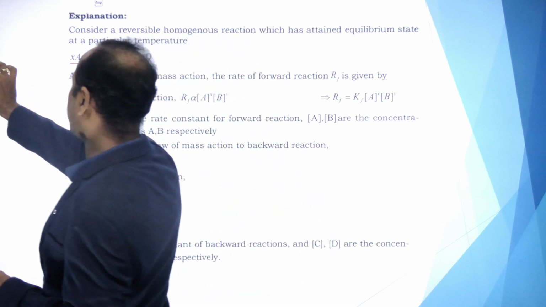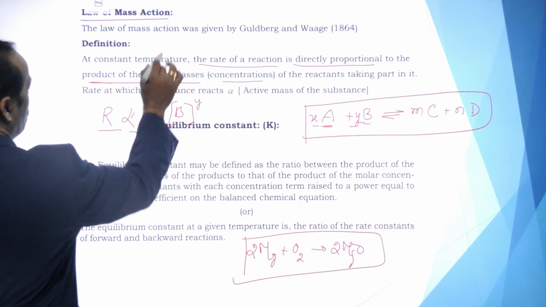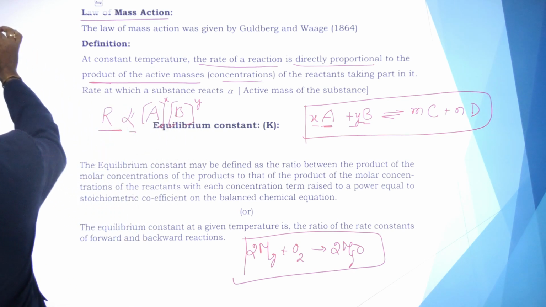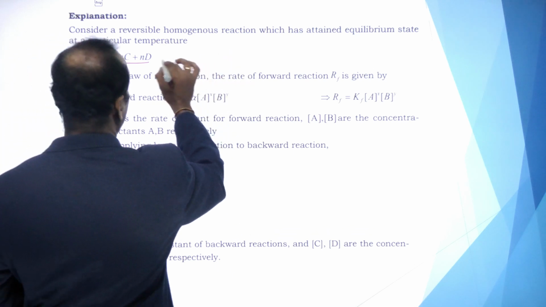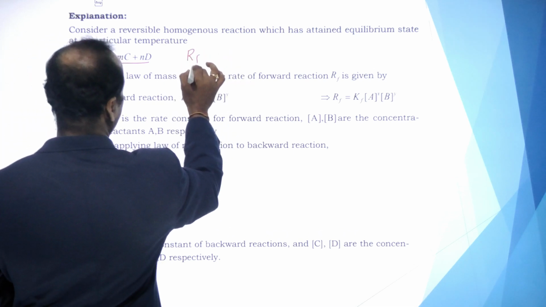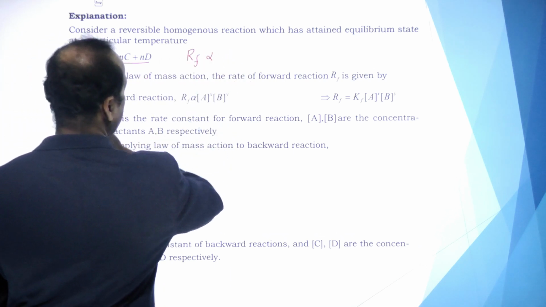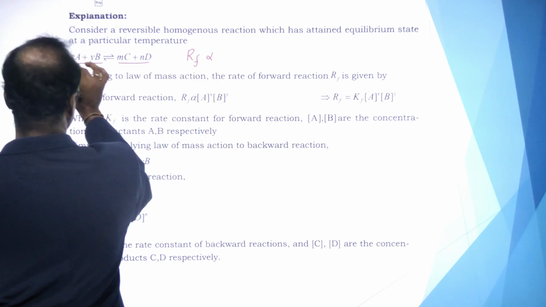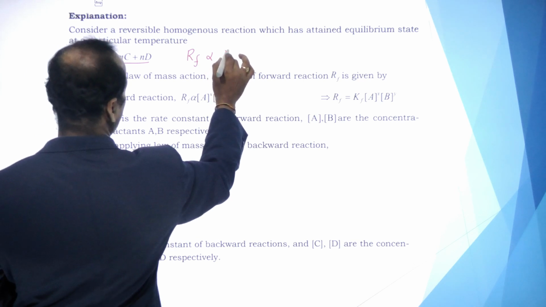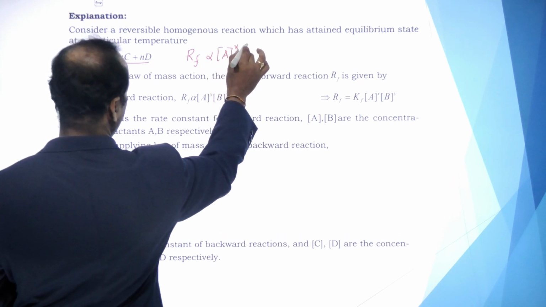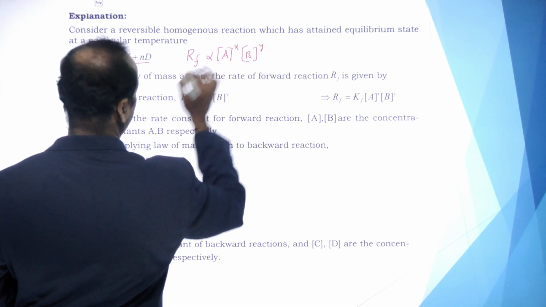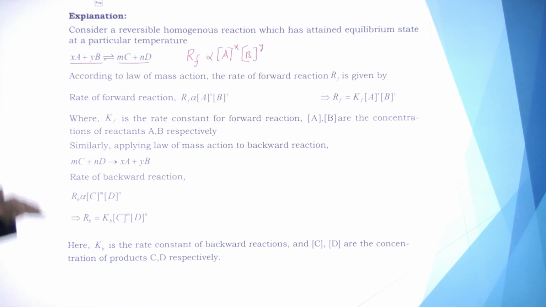Now in the previous slide, the law of mass action says the rate of reaction is directly proportional to this one. So this we write for the forward reaction. The rate of forward reaction is directly proportional to the concentrations of your reactants, A and B. So the concentration of A to the power of X into the concentration of B to the power of Y. This is the rate of forward reaction according to the law of mass action.